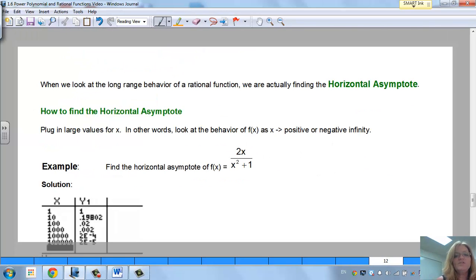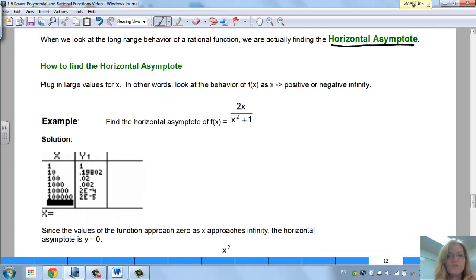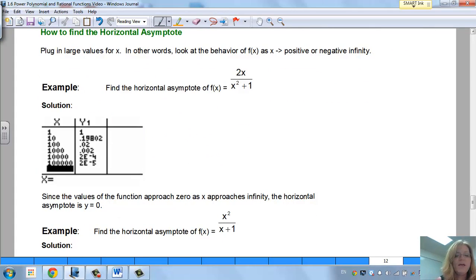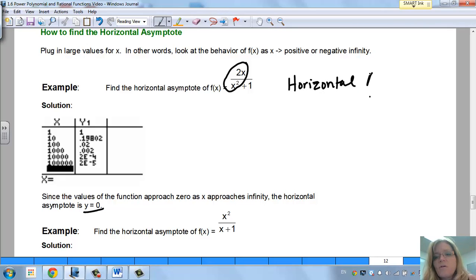When we look at the long-range behavior of rational functions, we're actually finding the horizontal asymptote. To find it, you can plug in very large values of x and look at the behavior. In this function, when I plugged it in, it looks like I'm getting very, very small, close to 0. It looks like I'm going to y equals 0. This has a power of 1 on top and a power of 2 on the bottom. If the power at the bottom is larger than the power of the top, the horizontal asymptote is y equals 0. It's something you just have to memorize.